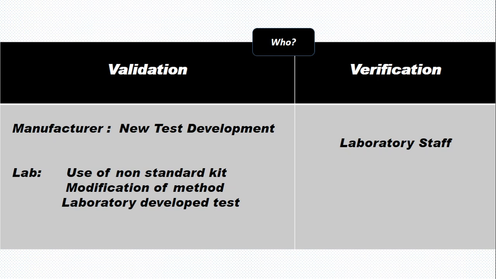Another case, the clinical lab needs validation when they modify the manufacturer's test method beyond its scope. For example, if they change the sample type from serum to urine, or manipulate the reagent volume or test volume, or something like this, it needs validation. Also, when a lab develops its own test method, they must do validation for further use. So the validators are the manufacturer and, in some cases, the clinical lab.